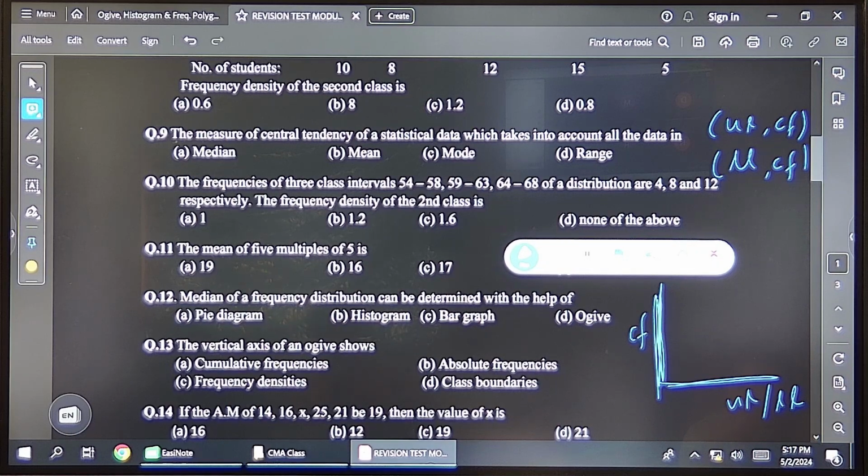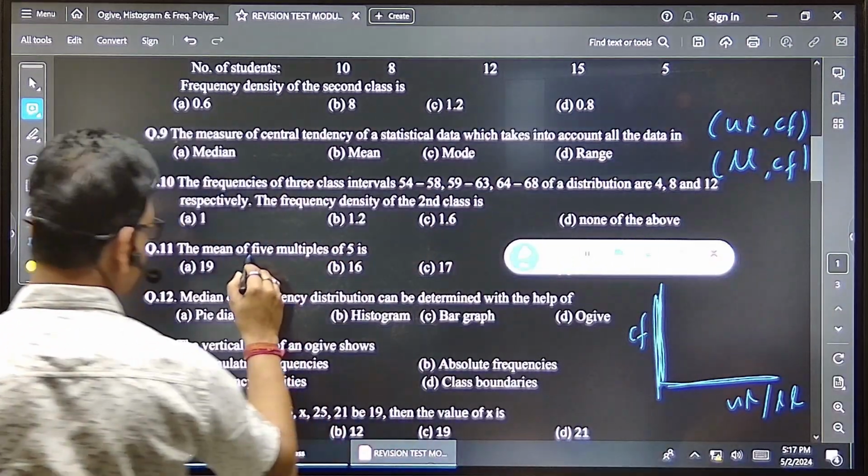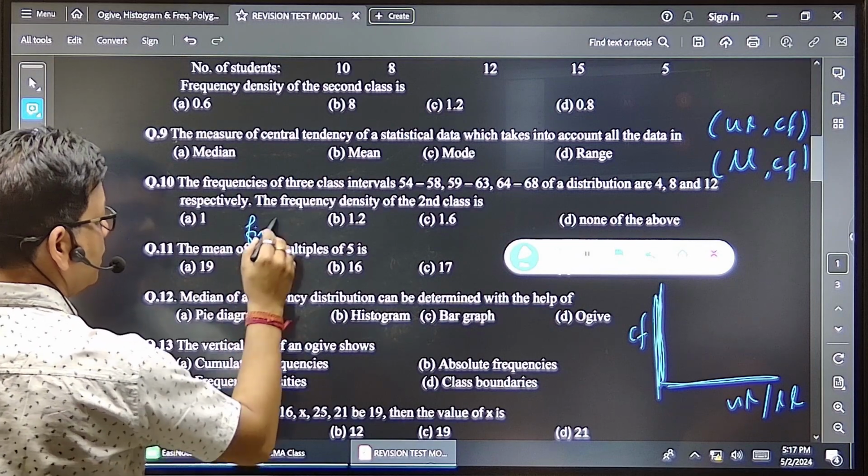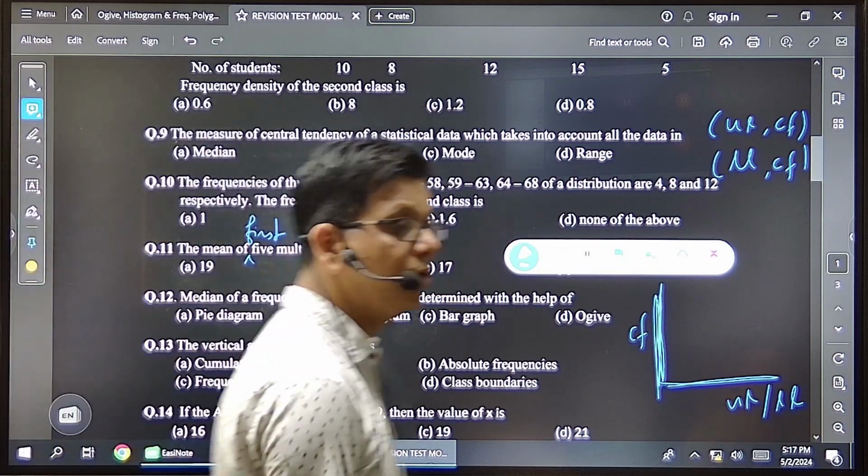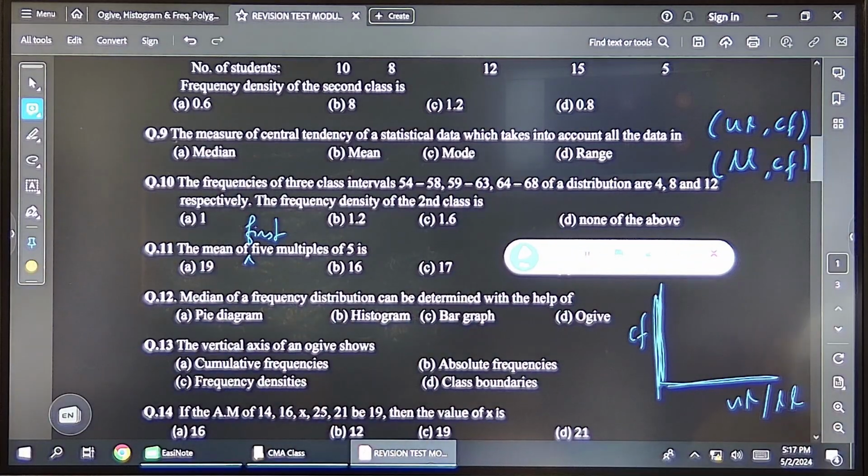Number 11, mean. I am doing it to show you. So the mean should come out for the first 5 multiples of 5. Actually, the question is a little wrong, I'm correcting this. The mean of the first 5 multiples of 5.